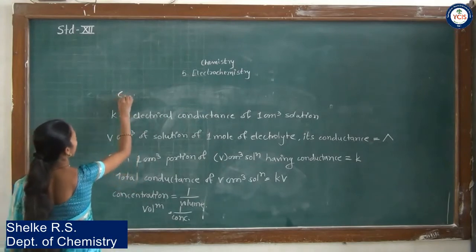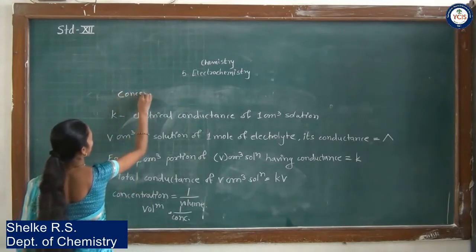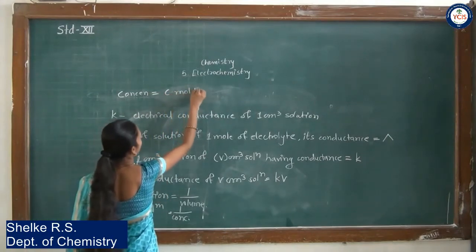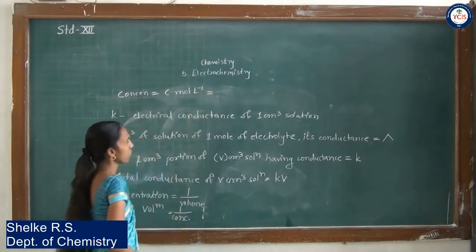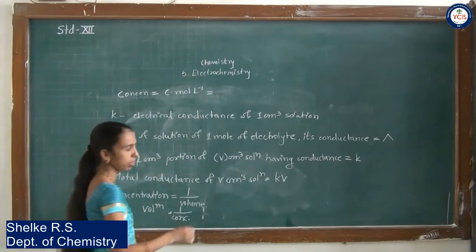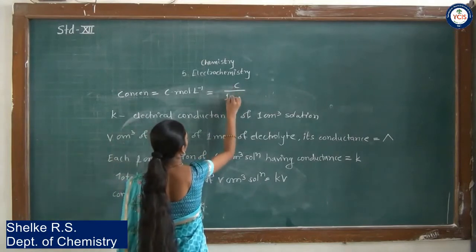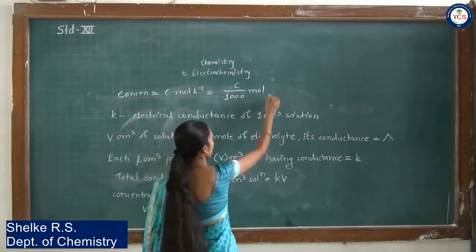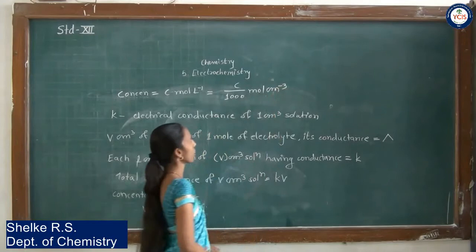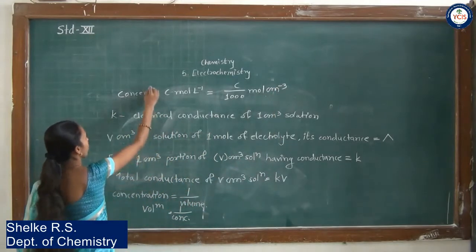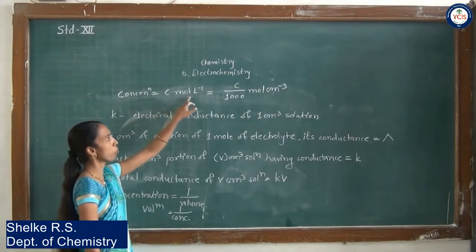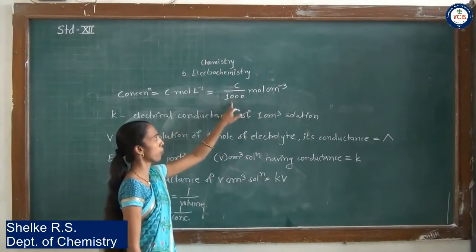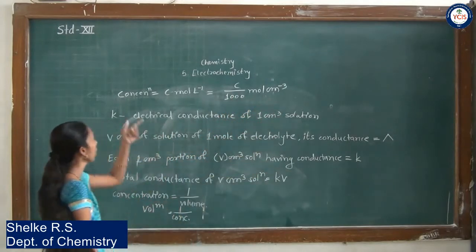Suppose you consider the concentration is equal to C mole per liter. If you want to consider it in cm cube, that will be C upon 1000 mole per cm cube. If we want to consider it in cm cube, we take the concentration C mole per liter and convert it into cm cube, so it will be C upon 1000 mole per cm cube. That will be the concentration.